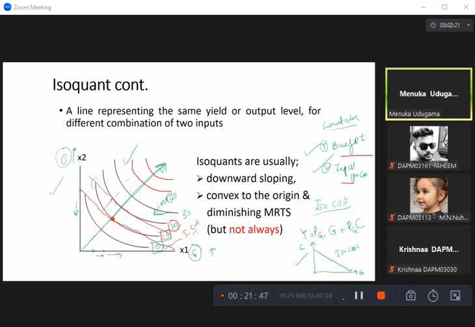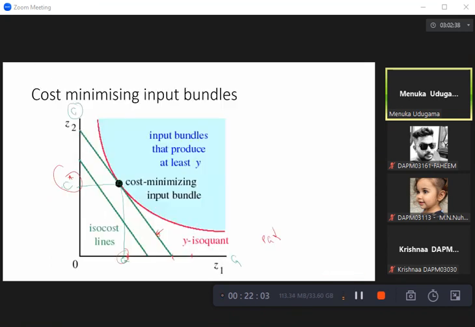So we could model that constraint because we know the wishes. Our wish is, as a producer, to increase output. Our constraints are the budget and the prices. So if you put both the constraints and the wishes on the same graph, then we are able to find the cost minimizing input bundles.